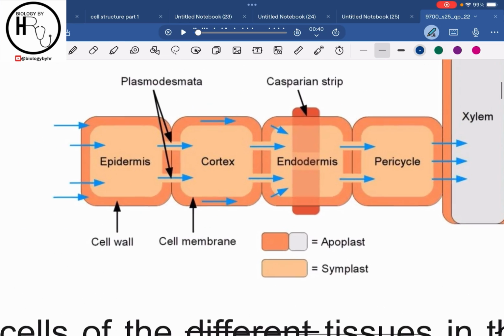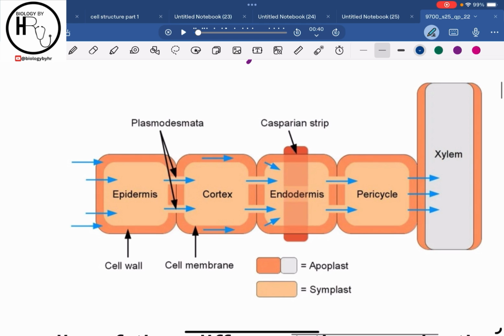So what happens in the apoplast pathway? Basically the water moves through the cell wall or the intercellular spaces of the cells, right? So for example, over here the water enters the plant cell, right? So it will travel through the cell wall, and then over here the Casparian strip will be there. It will prevent the passage of water further by the apoplast pathway.